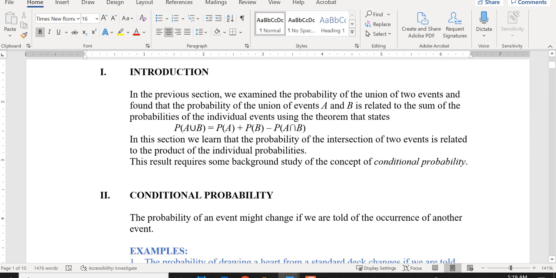So in the previous section, we examined the probability of the union of two events and found that the probability of the union is related to the sum of the probabilities of the individual events using the following theorem. The probability of A or B equals the probability of A plus the probability of B minus the probability of A and B. In this section, we learned that the probability of the intersection of the two events is related to the product of the individual probabilities. This result requires some background study of the concept of what's called conditional probability.